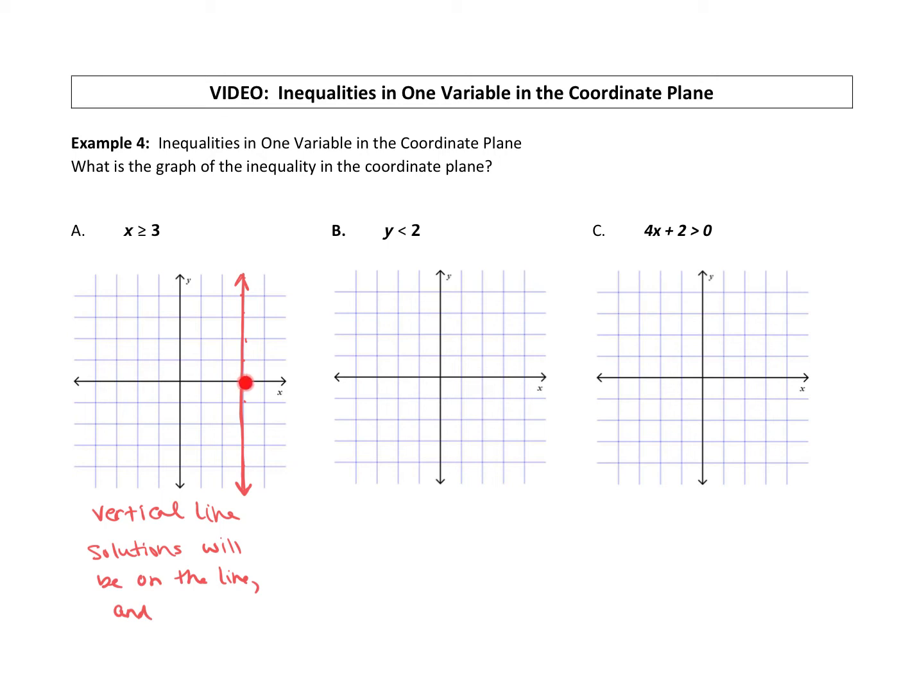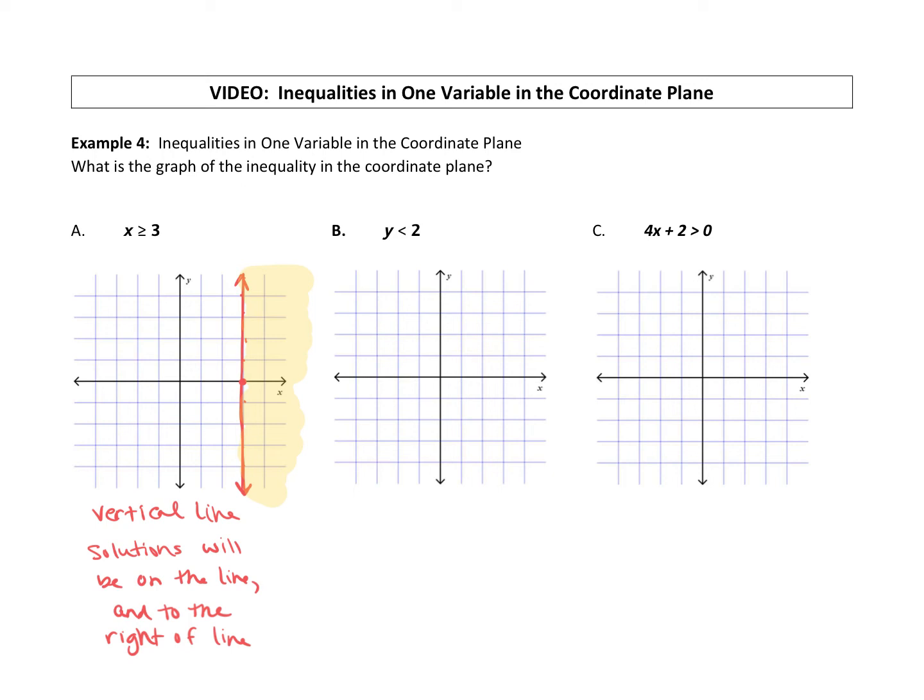Are greater numbers to the right or are greater numbers to the left? Which side has x values greater than 3? That's going to be to the right. So I'm going to add in: the solutions will be on the line and to the right of the line. Had that been a less than, we would have shaded to the left of the line. So all of these ordered pairs are solutions to that inequality.